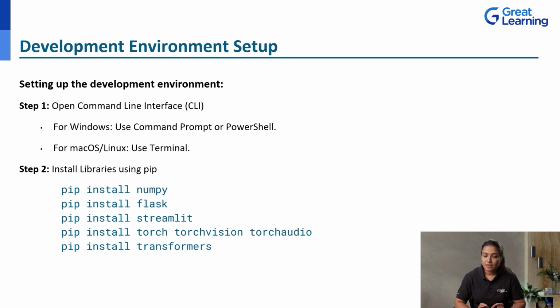Simple as that. If you are using Windows, you can use command prompt or PowerShell. For Mac OS or Linux, you can use terminal. This is the platform you need in order to work. After navigating to the location where Python has been installed, you can install all the libraries using the pip command, right? So pip install is a basic command, and you can change the library you want accordingly.